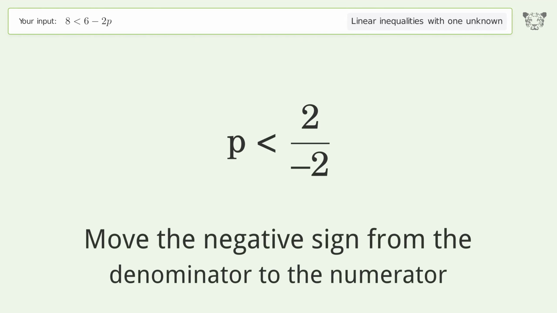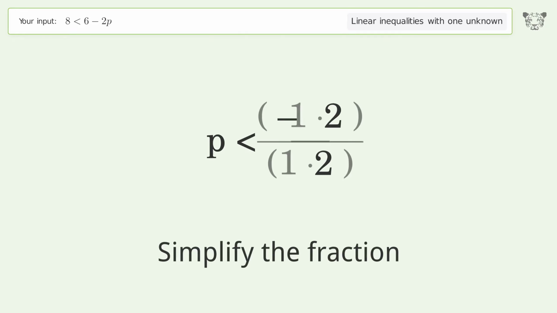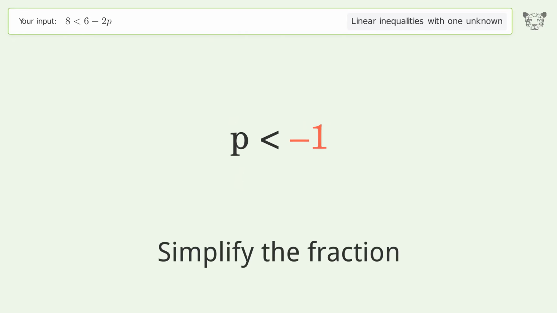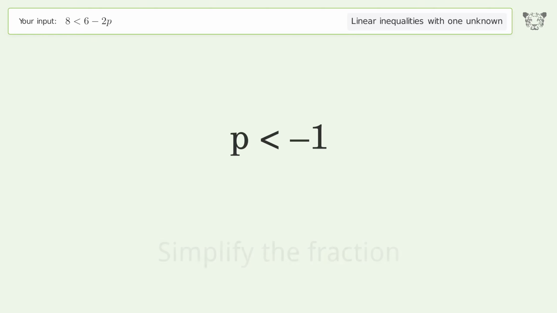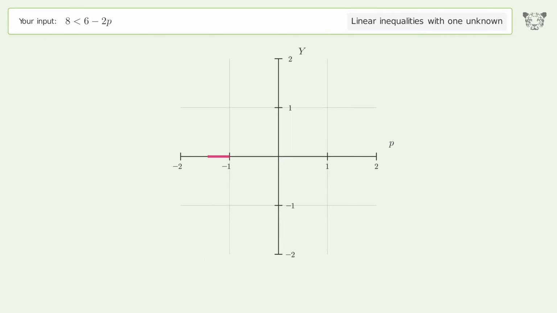Move the negative sign from the denominator to the numerator. Simplify the fraction. Plot the solution on a coordinate grid. And so the final result is p smaller than -1.